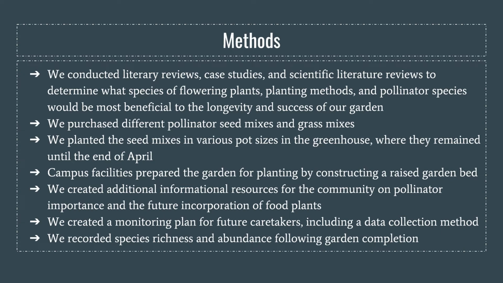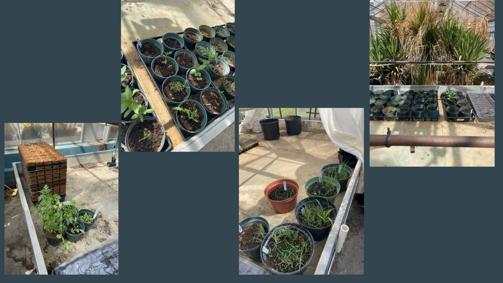We then created additional informational resources for the community on pollinator importance and the future incorporation of food plants. We created a monitoring plan for future caretakers, including a data collection method. We then recorded species richness and abundance following garden completion. Here are some photos of some of our plantings captured mid-April. We included bunch grasses in our plantings because they provide great nesting habitat for bees.